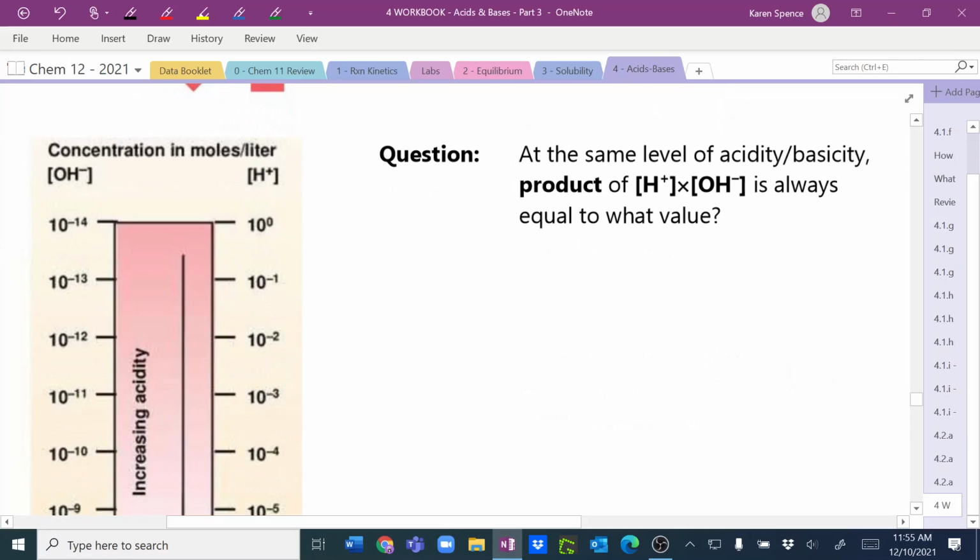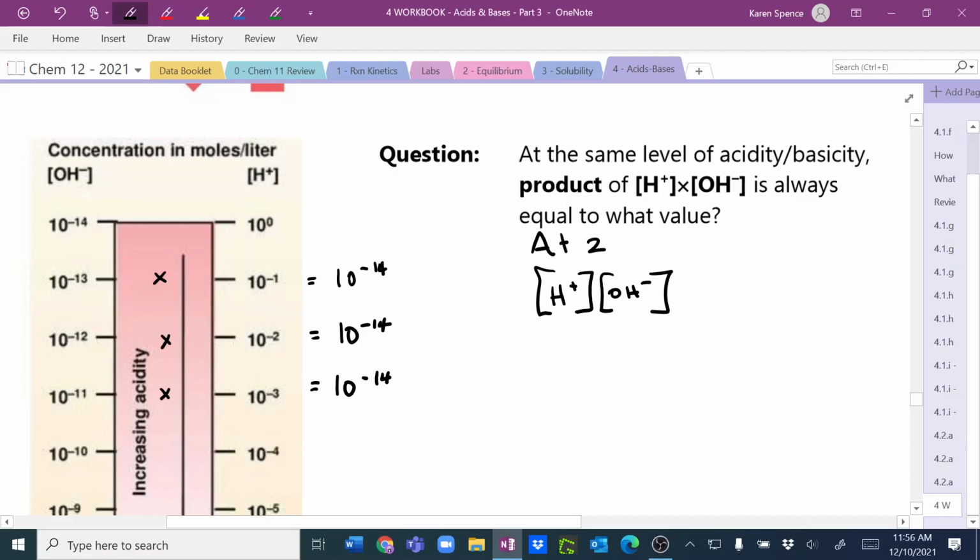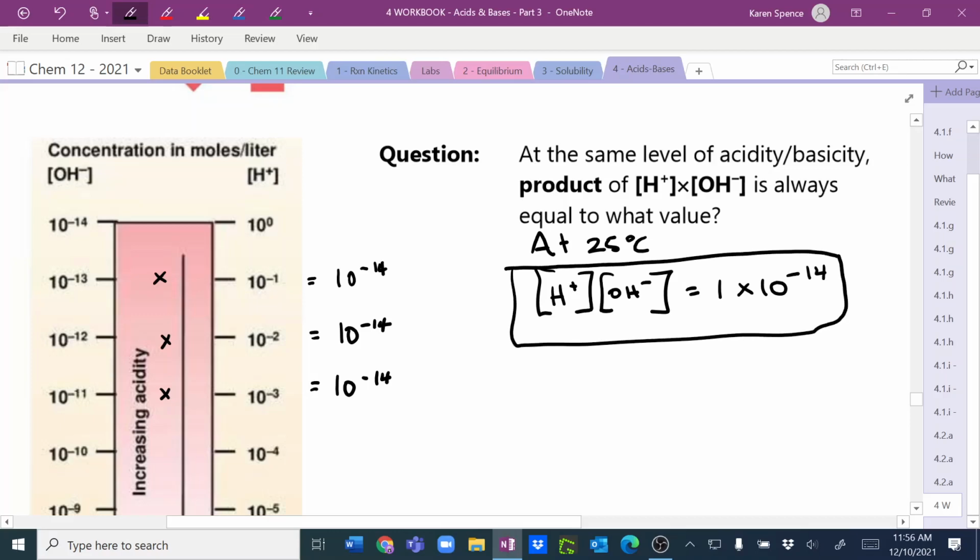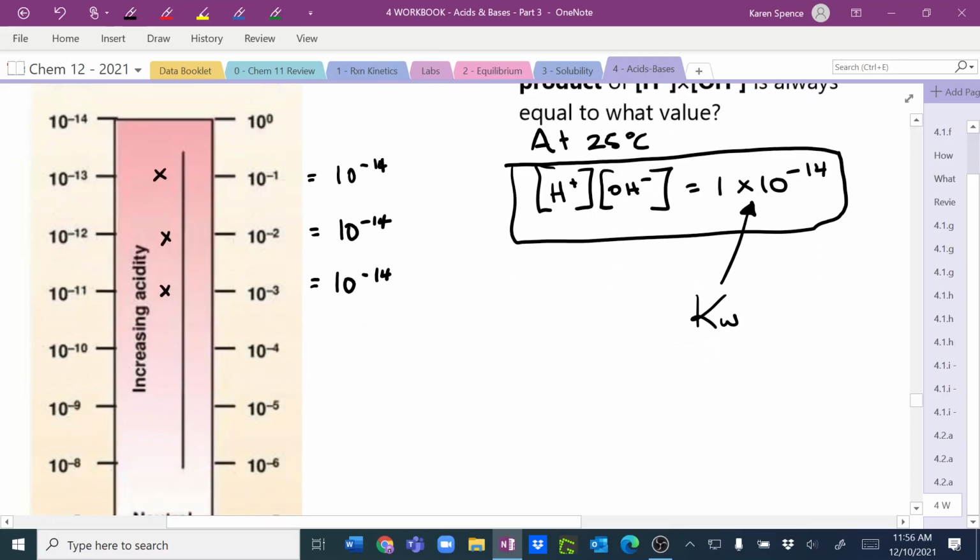Now, if we take a look at our concentration of hydrogen times our concentration of hydroxide, what do we get if we multiply these things? We add the exponents, and so we would get 10 to the negative 14. So the concentration of hydrogen times the concentration of hydroxide at 25 degrees Celsius is equal to 1 times 10 to the negative 14. This number right here is Kw. And Kw was the Keq for the dissociation of water.